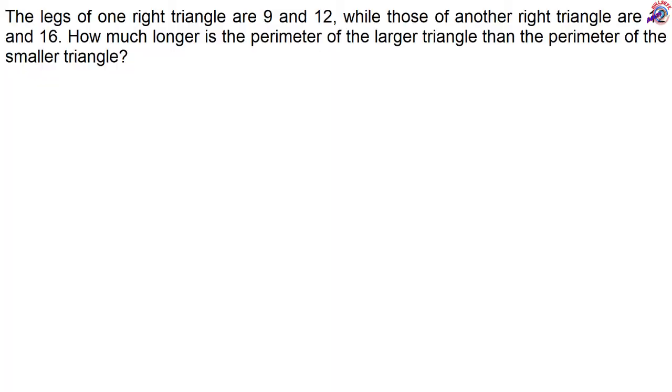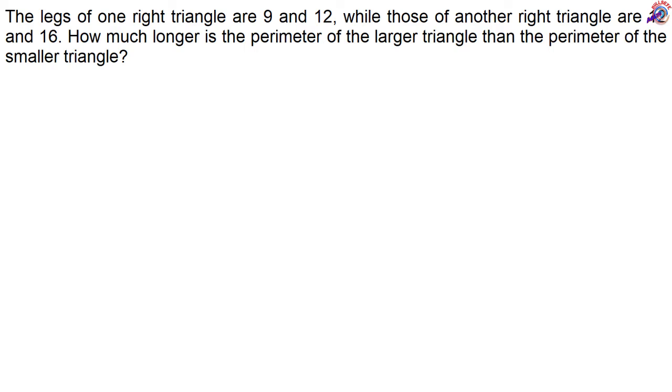So for our first problem, we are given this. The legs of one right triangle are 9 and 12, while those of another right triangle are 12 and 16. How much longer is the perimeter of the larger triangle than the perimeter of the smaller triangle?